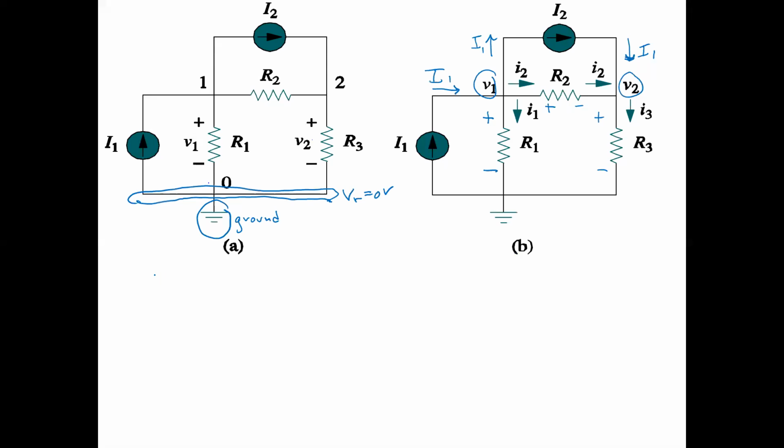And so we can write KCL. This is what the nodal analysis method means: you're going to do KCL at node 1. By doing KCL at node 1, you're just going to sum all the currents entering or leaving the node, right? So you're going to have plus I1, the current entering the node, right? Oops, this should say I2, sorry.